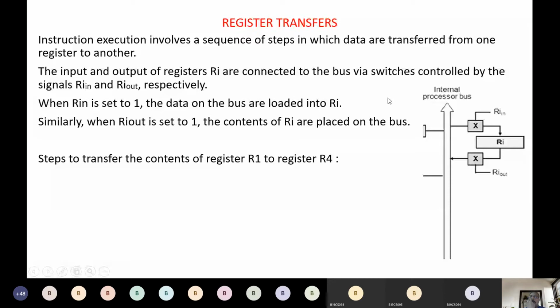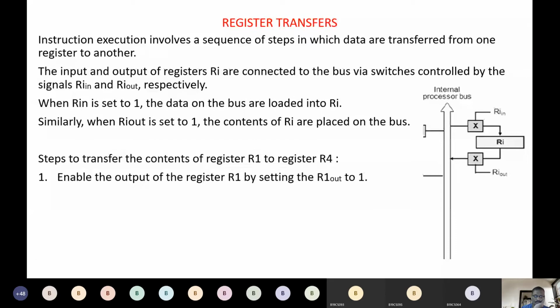When they are 1, then they allow data to flow one way. You can see the arrow from bus to this one or from here to bus. When they are 0, they do not allow the flow of data, either the Rin signal or the Rout signal. If they are 0, they do not allow flow of data. So when they are 1, they allow the flow of data.